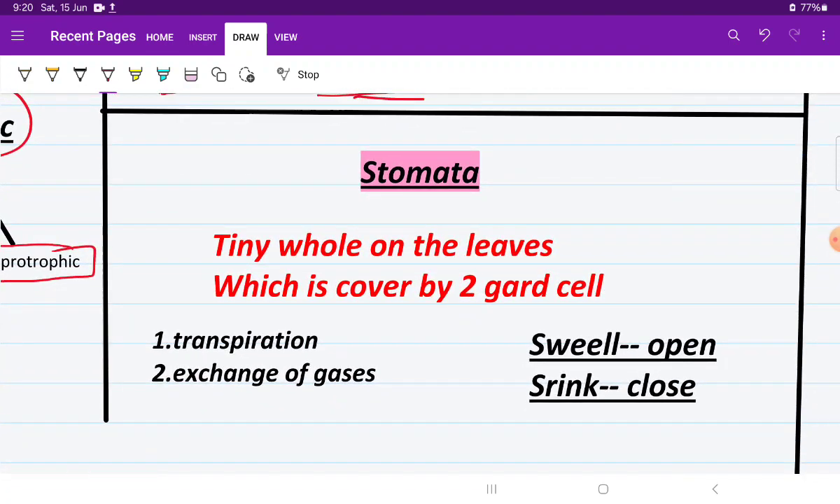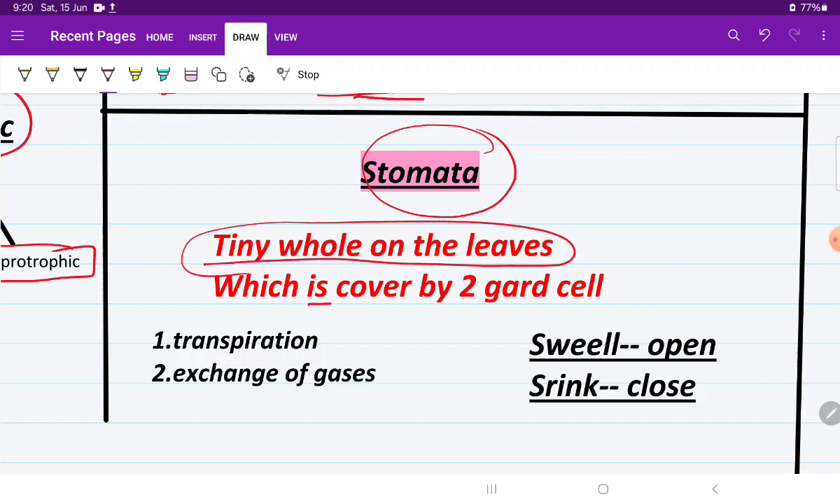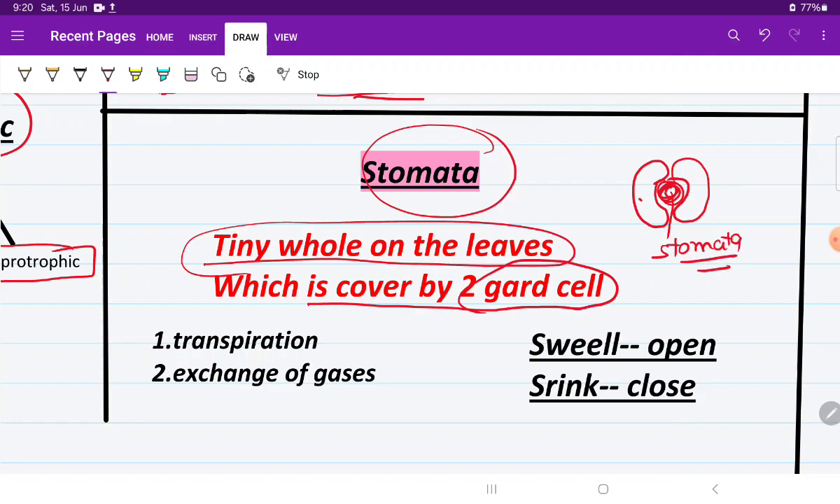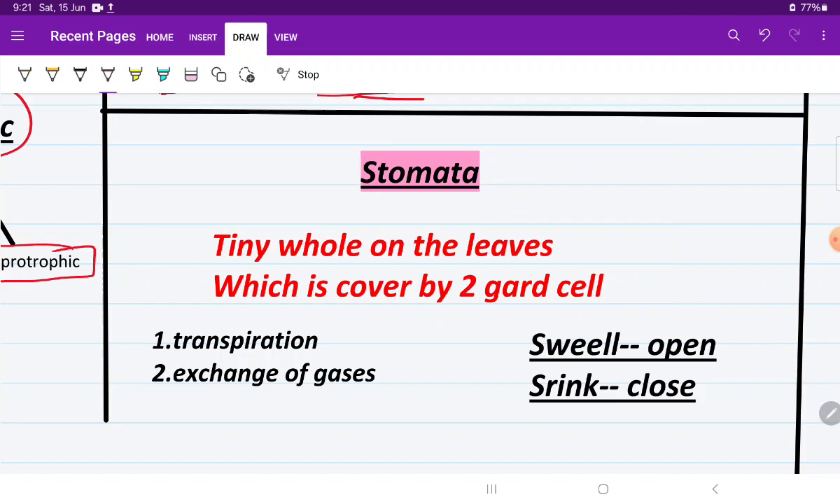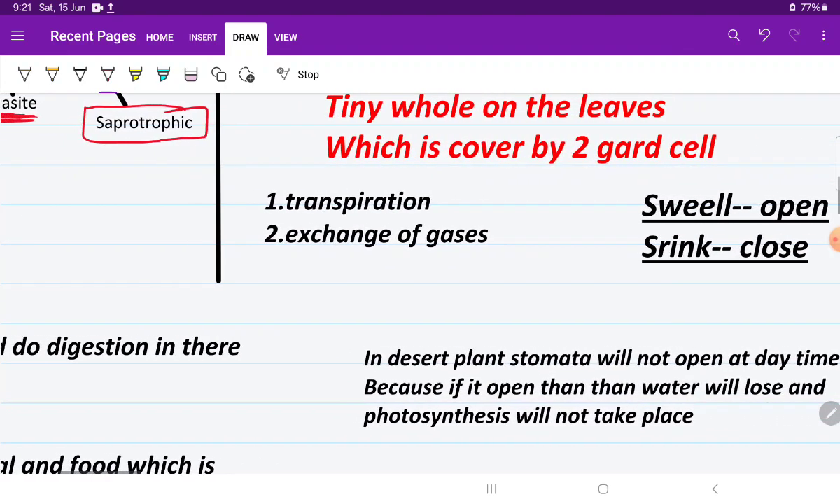Now let's see some small things about stomata. They are the tiny holes on the leaves which are covered by two guard cells. That means there are two kidney-like guard cells on the leaf. This is known as stomata, and these are the guard cells. Due to the guard cells, the stomata will open and close. That we will see further. Now let's see what is the work of stomata.